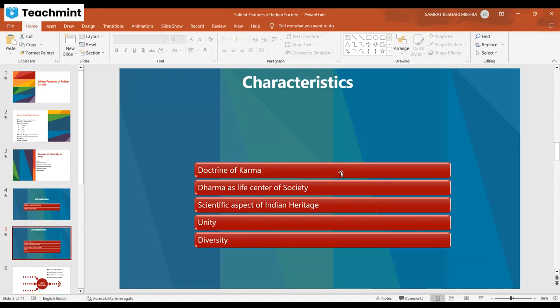So the most important characteristic is the doctrine of karma. Karma means deed. Whatever one does, one will bear the fruit of that action. Exactly the same thing is here. So this belief in the doctrine of karma made the people realize that present life is only one link in the infinite chain of birth and rebirth. So everyone is bound to be reborn in his or her next birth according to his own karma.